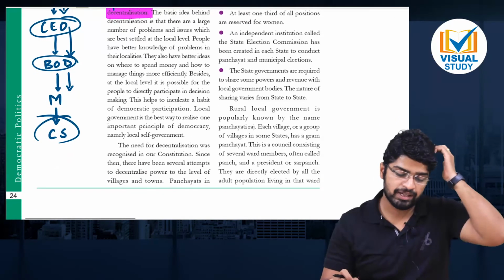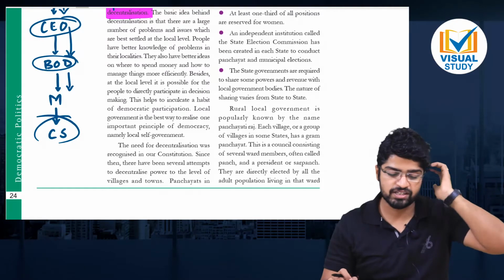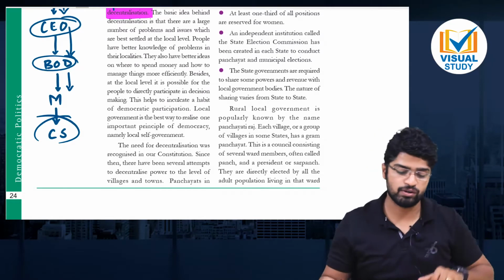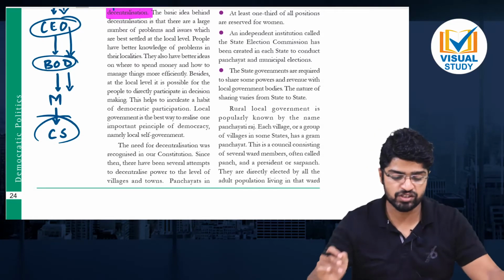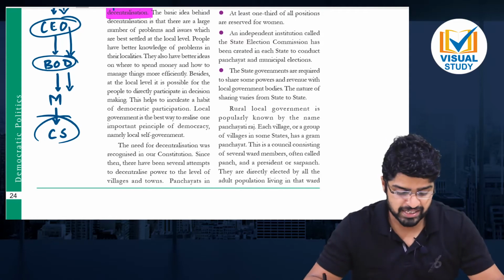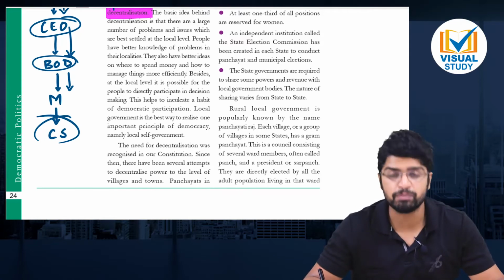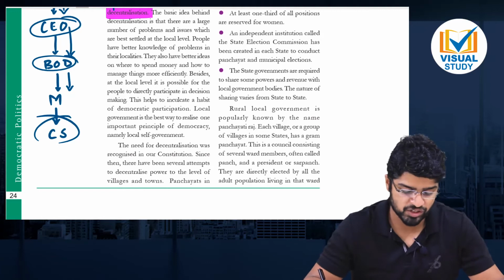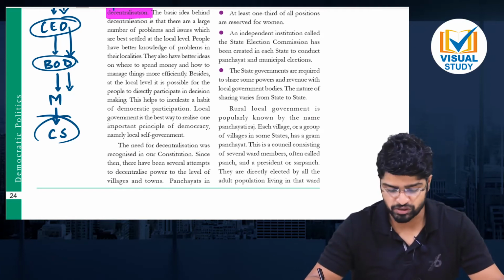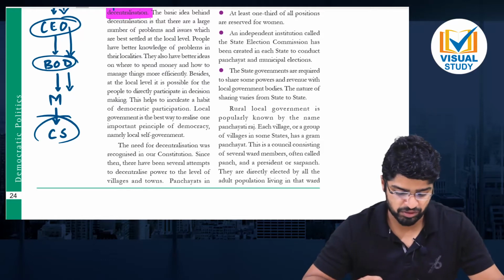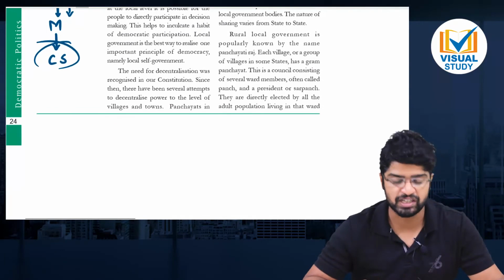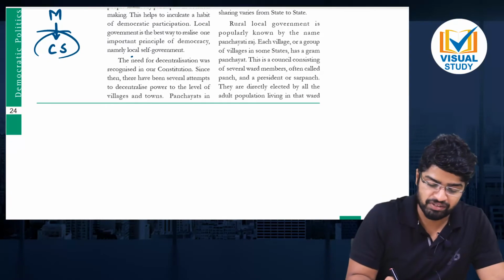Yes. People have better knowledge of problems in their localities. They also have better ideas on where to spend money and how to manage things more efficiently. Besides, at the local level, it is possible for the people to directly participate in decision making. This helps to inculcate a habit of democratic participation. Local government is the best way to realize one important principle of democracy, namely local self government.